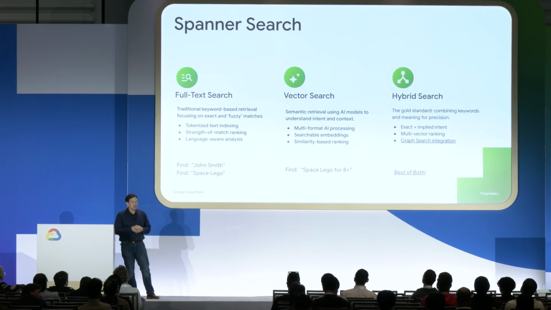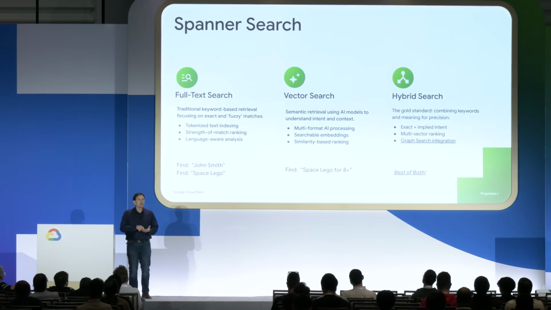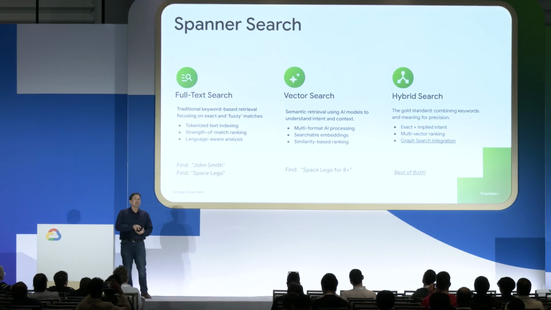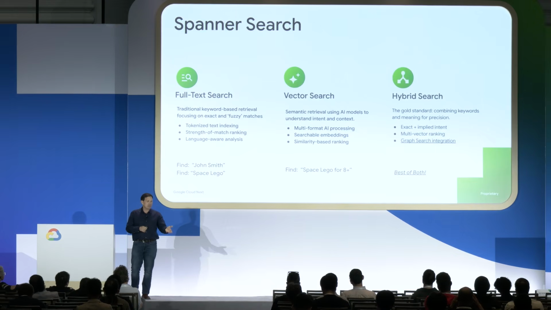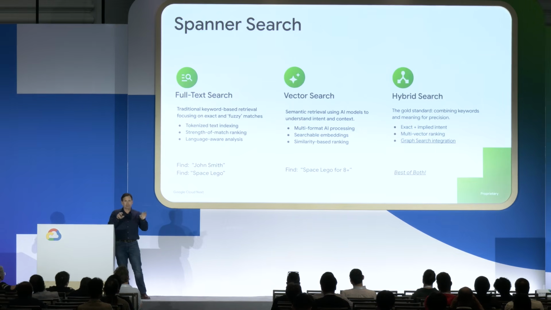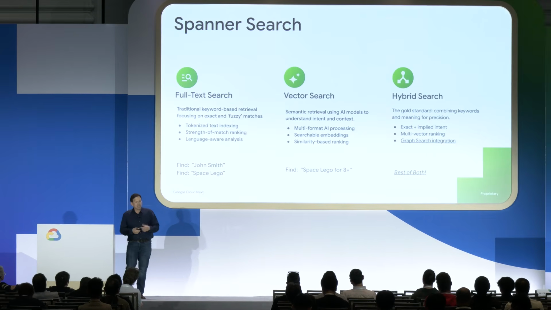Vector search allows you to use AI to, again, understand the meaning of your stored data and then search based on the context of the query. I have an example here, space Lego for 8+. That's a common thing. Somebody might type that in searching for some kind of product, and vector search works very well for those kinds of searches.